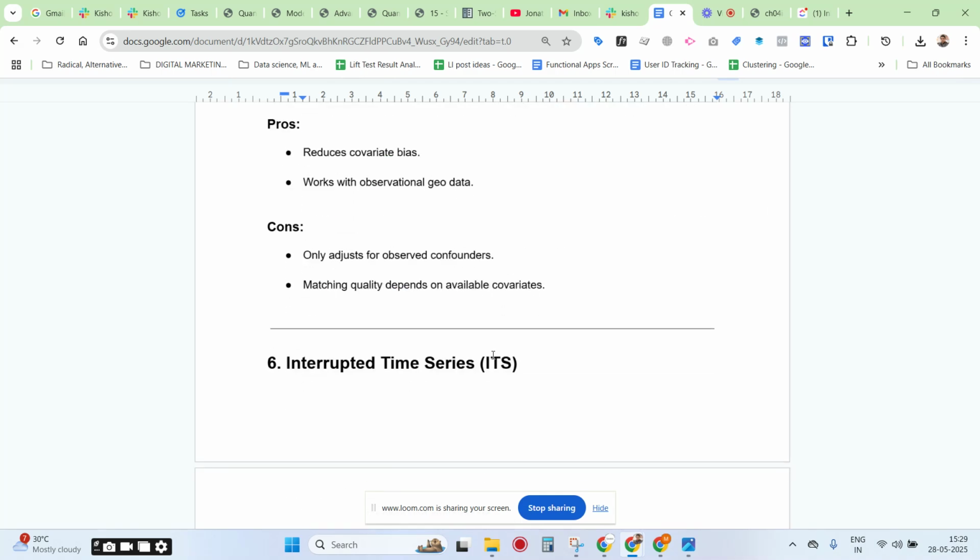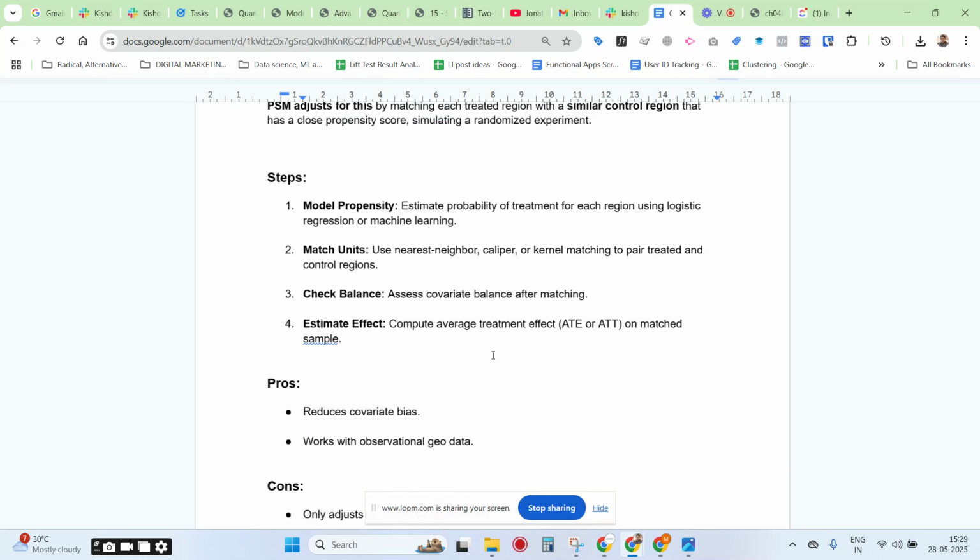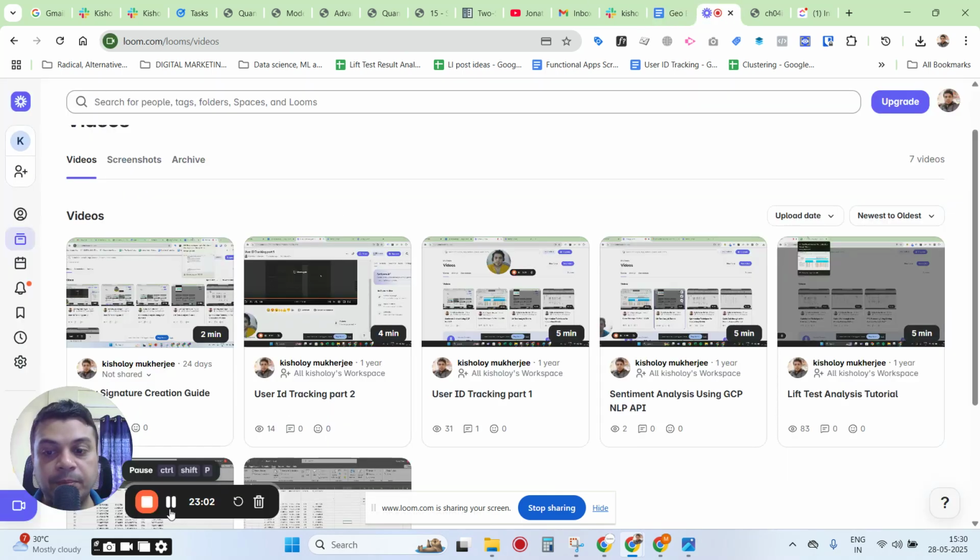Okay, so the probability of treatment is essentially a function of these different covariates, and then you match them. After you do that, you match the different units. You can use different kinds of matching techniques, like clustering, nearest neighbors, or kernel matching, to pair the treated and controlled regions. So you have the probabilities of receiving treatment for each region. Now you match them, and then you assess the covariate balance after matching.